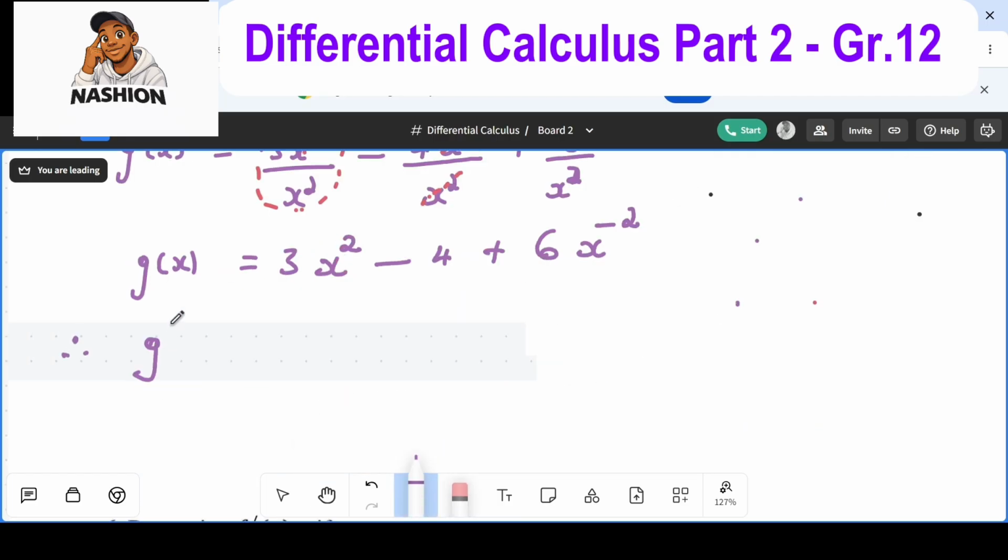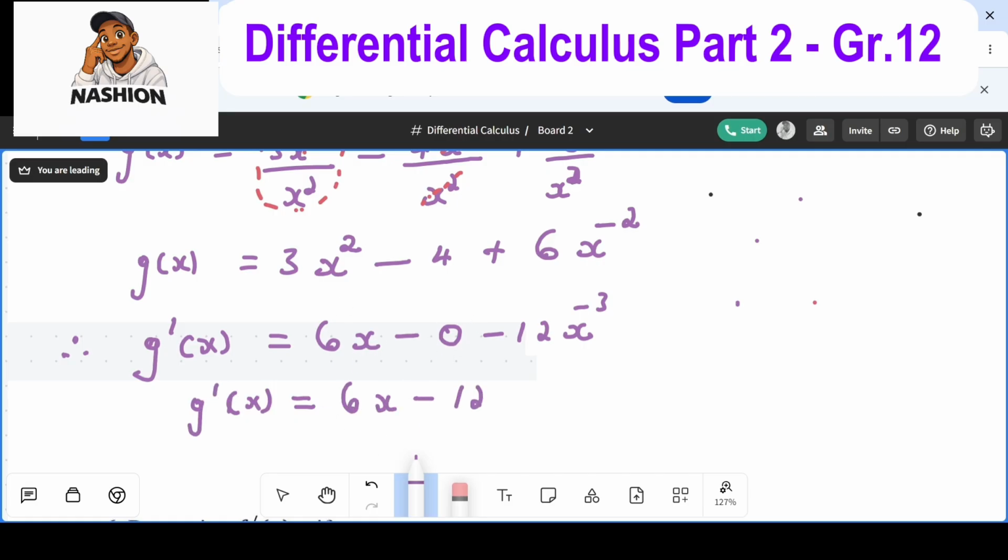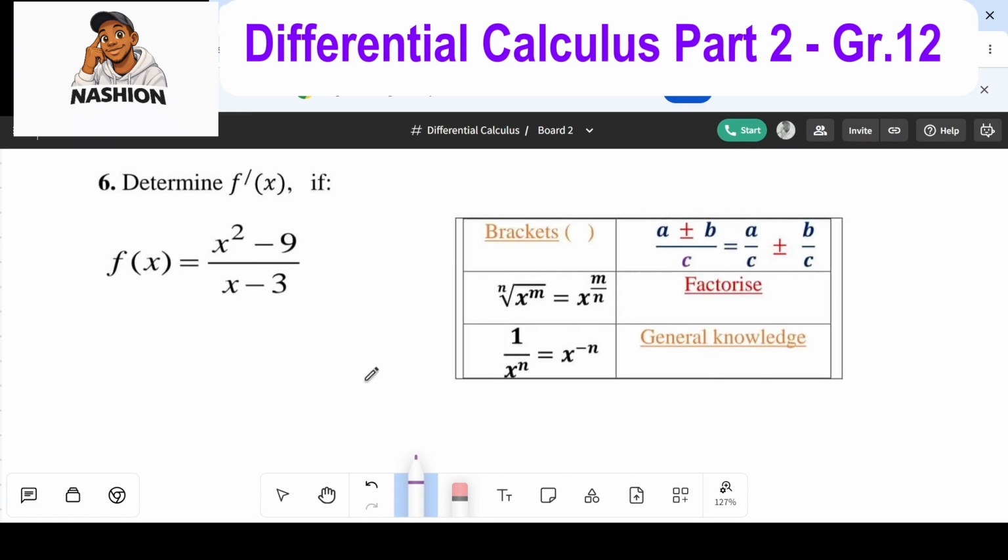Therefore, the derivative, which is g prime x, is equal to exponent 2 times 3, that's 6, x to the power exponent 2 minus 1, that's just 1. We don't need to write it. Minus, the derivative of a constant number is 0. Next part, negative 2 times positive 6, that's negative 12. X to the power negative 2 minus 1, that's negative 3. Now let's write the final answer without this 0. The derivative is equal to 6x minus 12x to the power negative 3. And checkmate.